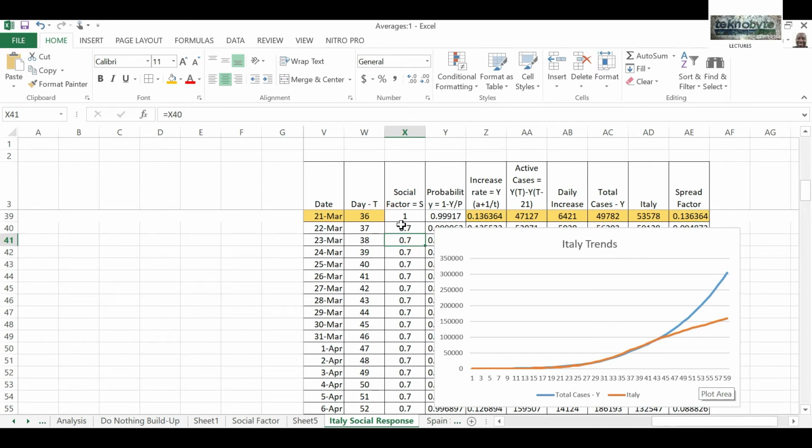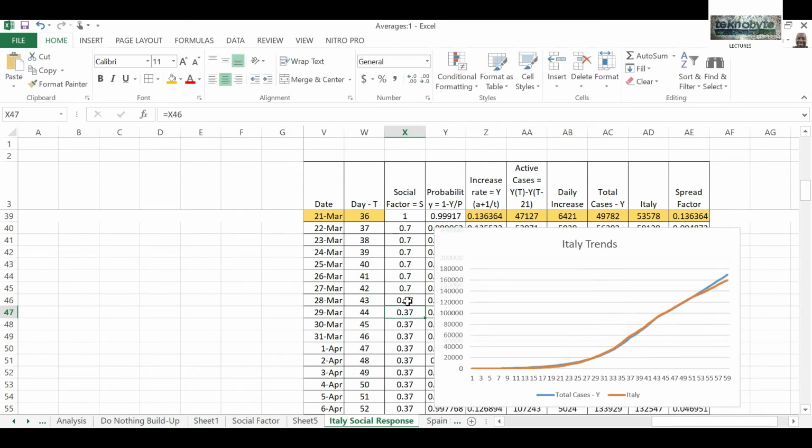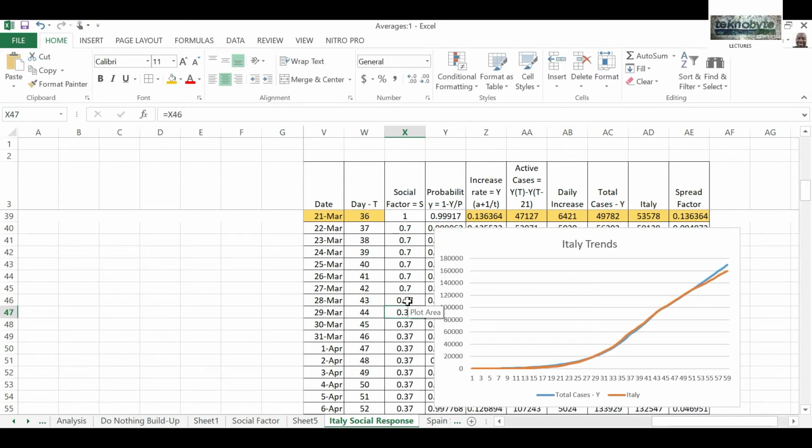The measures that were being taken had an effect equivalent to a social factor of 0.7. We can see again at day number 43, the do nothing cases are now rising more rapidly compared to the reported cases. So for us to track this, we can reduce the social factor on day number 43. Let's give it a value of 0.37. Again, you can see that the do nothing cases are now tracking the cases reported more closely, and this is happening well up to around day number 51.